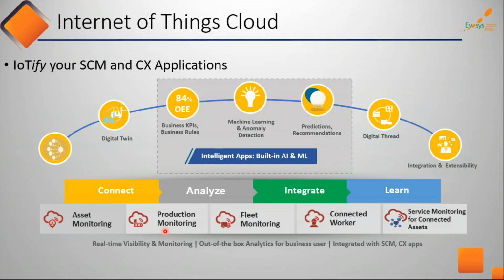Artificial intelligence and machine learning embedded within these applications help you derive the business KPIs and business rules, and help you do the anomaly detection based on the machine learning algorithms embedded within the application, and give you predictive recommendations on what actions are to be taken to avoid this kind of downtime.